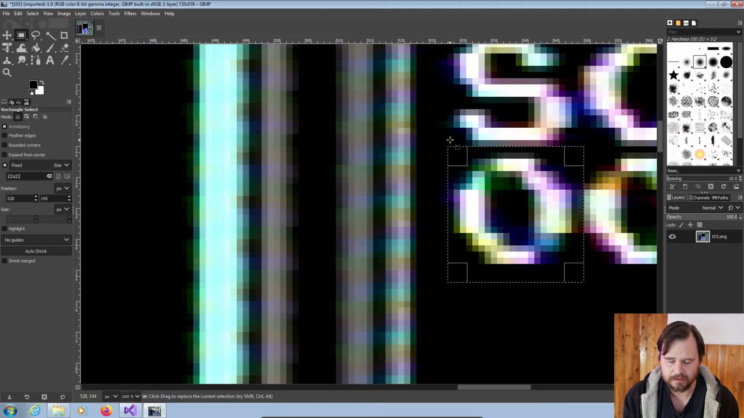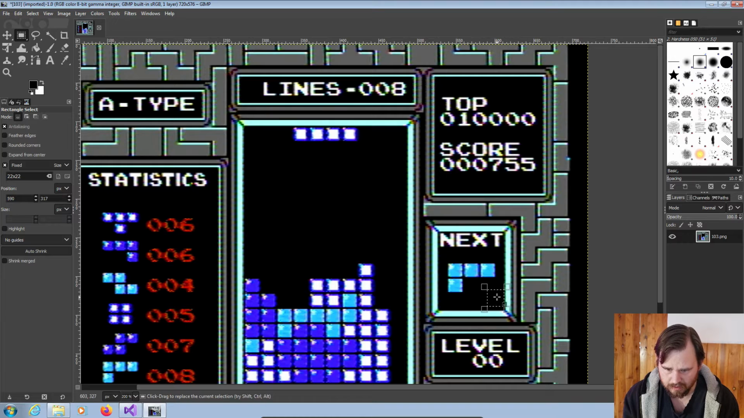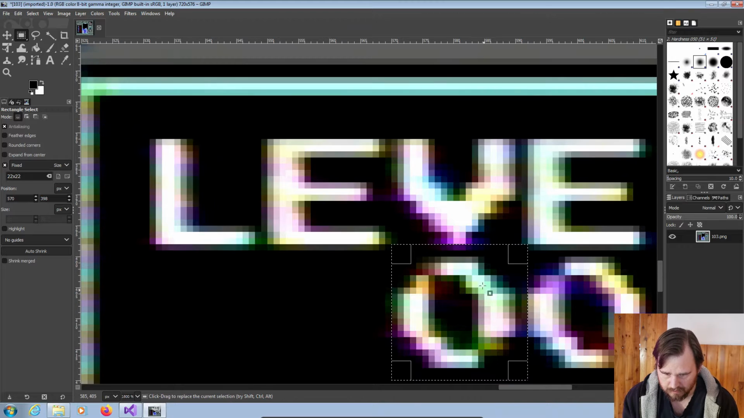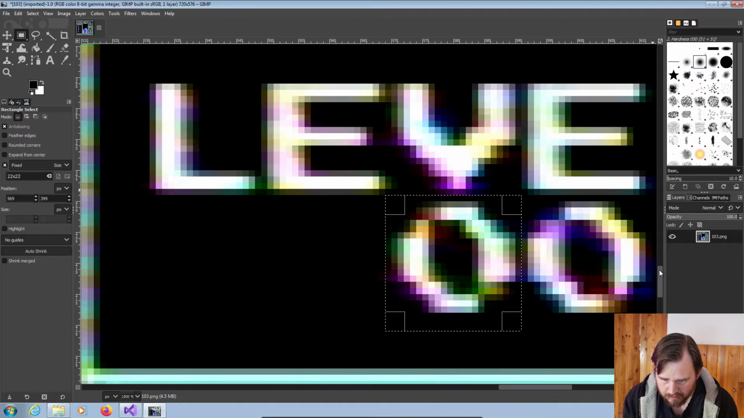Okay, level, let's get the level here. Armed with my new 22 by 22 box, let's go into here. That looks good. A bit too much on the bottom, but that's actually all right. What pixel is this? 568, 399. No, hold on. 569, 399.